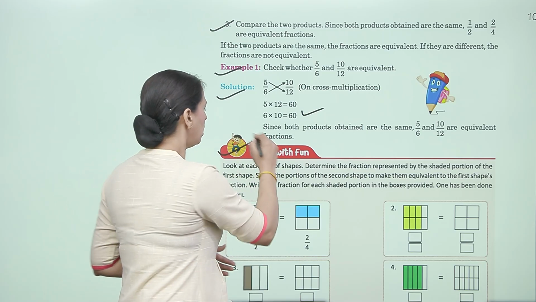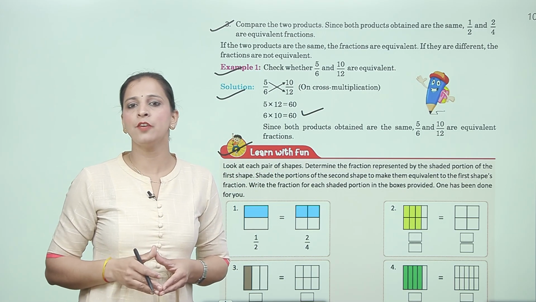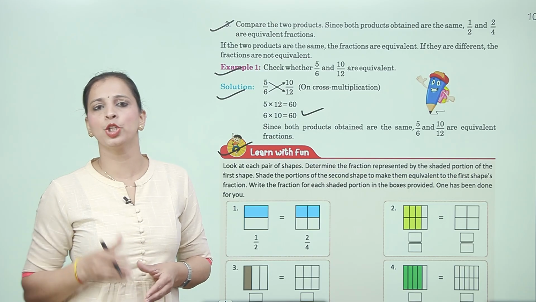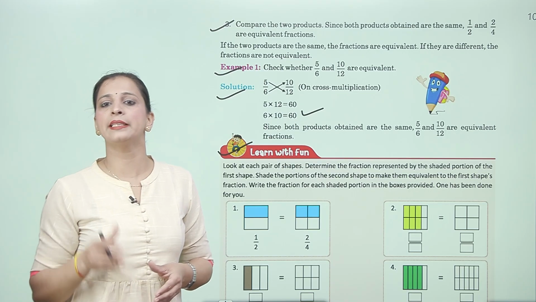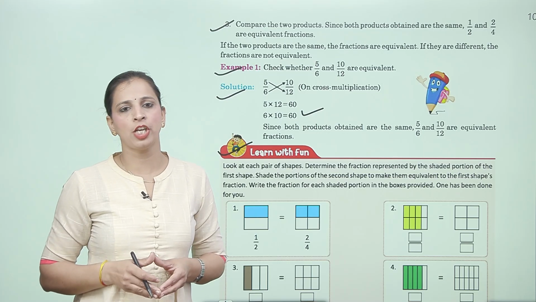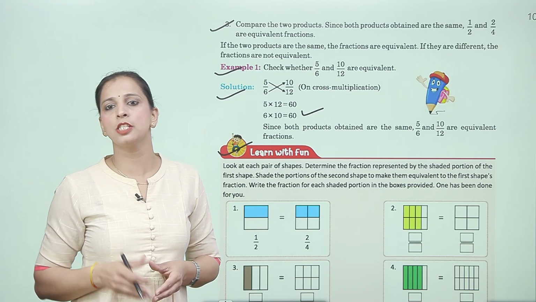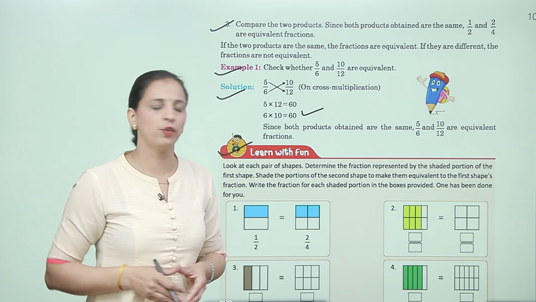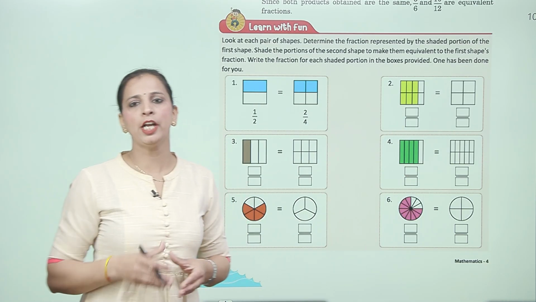Now next is learn with fun. Look at each pair of shapes. Determine the fraction represented by the shaded portion of the first shape. Shade the portions of the second shape to make them equivalent to the first shape's fraction. Write the fraction for each shaded portion in the boxes provided. One has been done for you. Now 1 by 2 and 2 by 4.